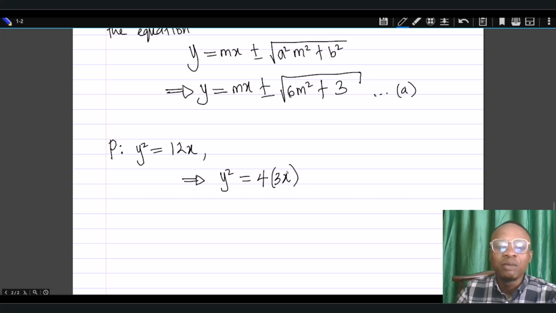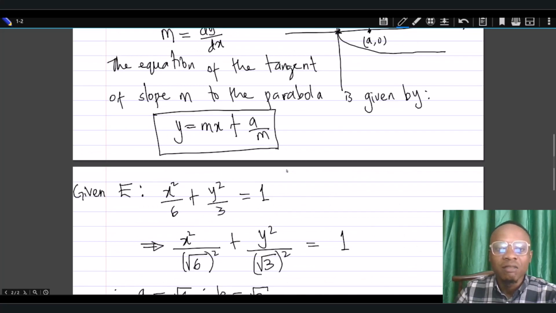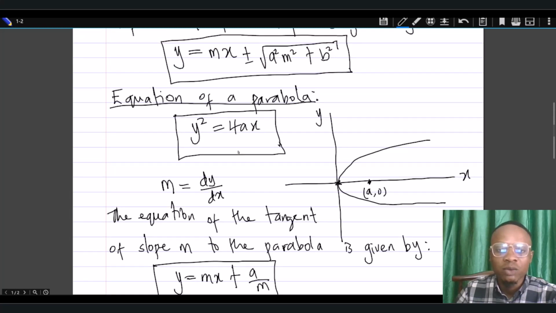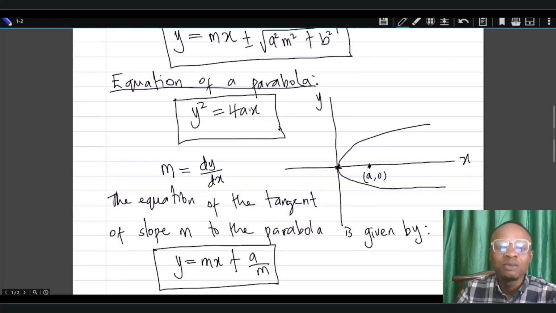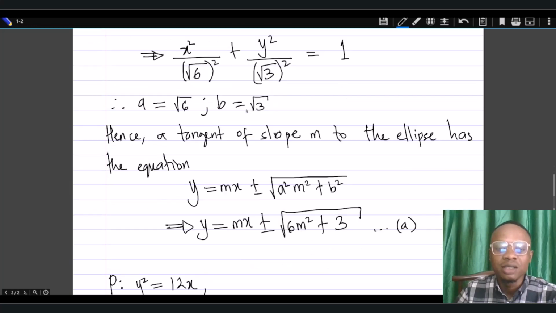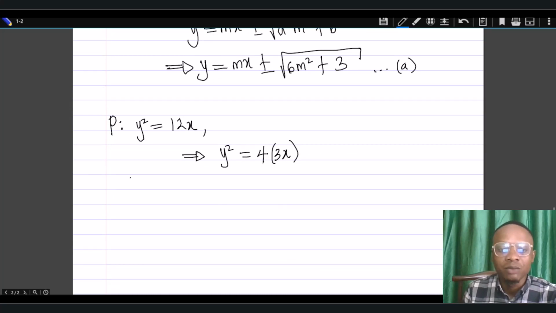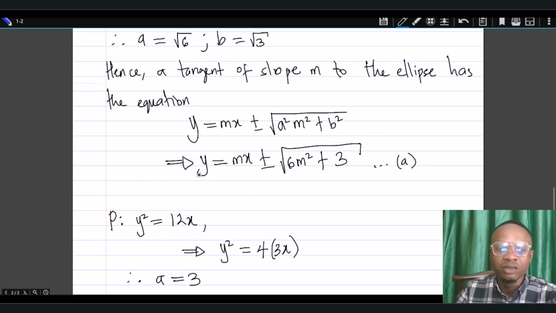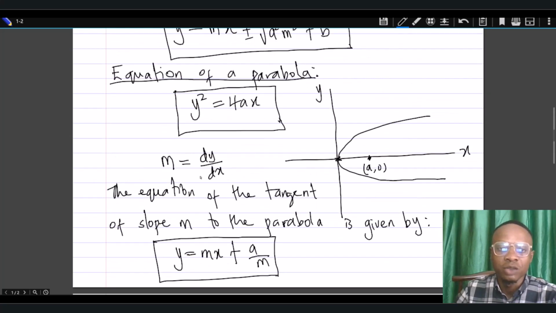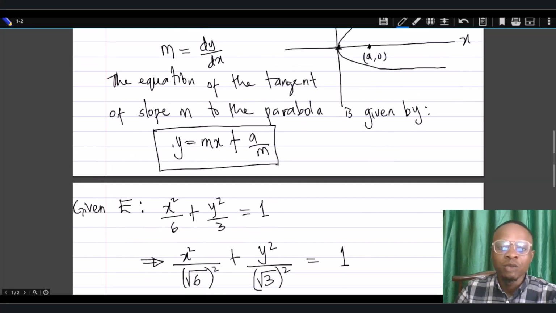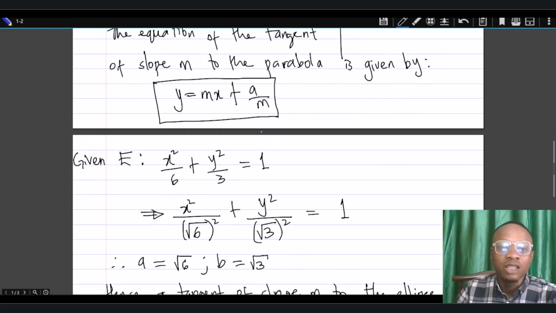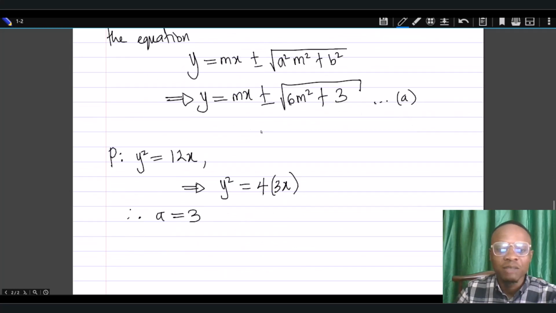When we compare this to the standard form of the equation, which is y squared equals 4ax, our a will be equal to 3 in this case, because this is 4 multiplying 3 multiplying x. So by that, we observe that a is equal to 3, comparing this with the standard form of the equation of a parabola. That is the a that we will need here to get the equation of the tangent of slope m to the parabola. So we can now make use of that.